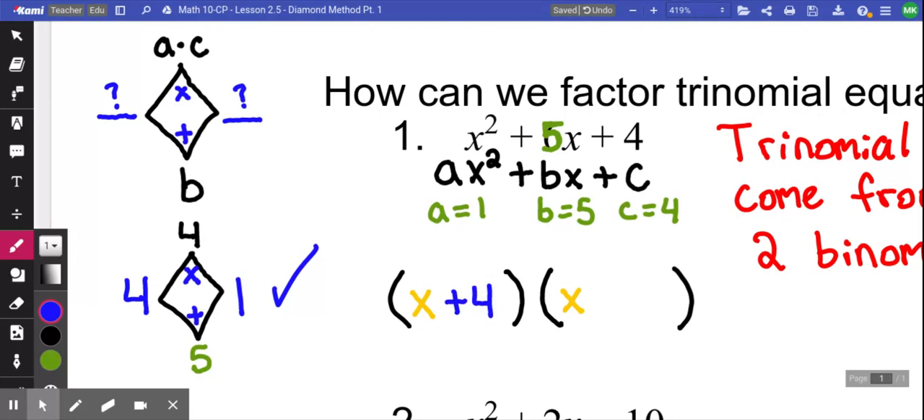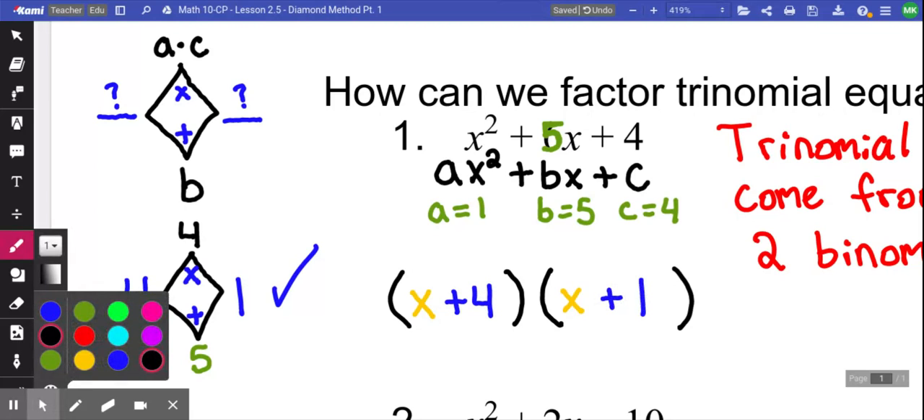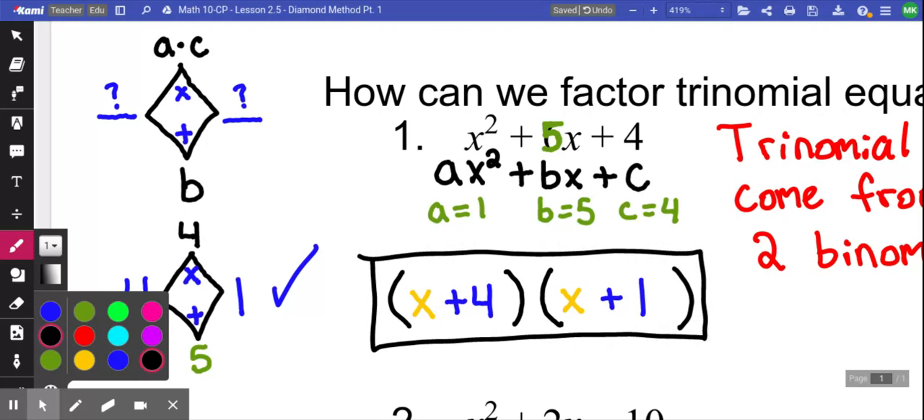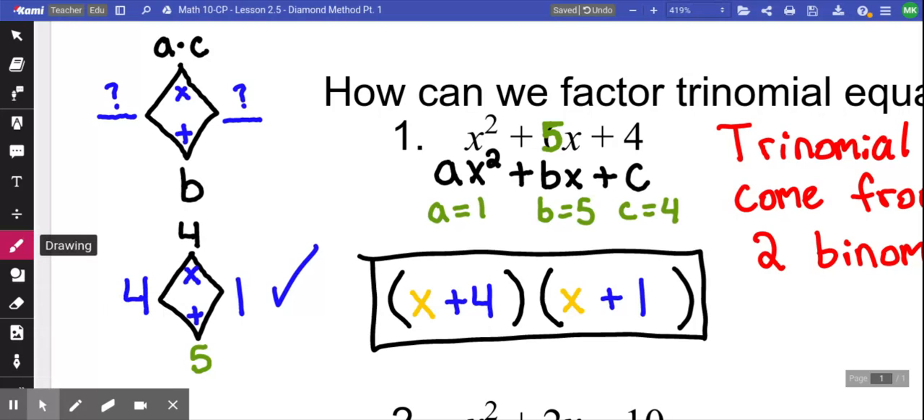So the first binomial is x plus 4. The second binomial is x plus 1. And that is how you're going to factor a trinomial. You'll turn it into two binomials by using the diamond method. The first couple times you see a diamond method, it's going to be confusing. So take your time, stick with it, and then you're going to notice the pattern and life is going to be good.